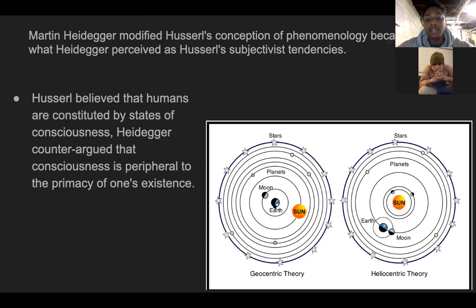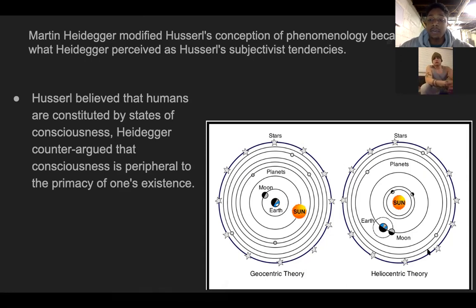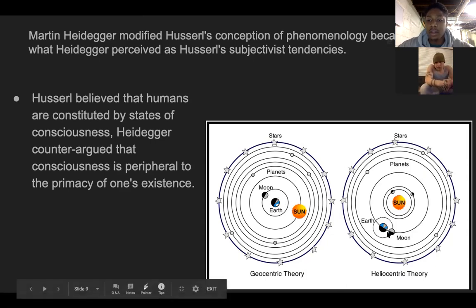In geocentric theory, the Earth is considered the middle of the universe, pretty much, and then the sun rotates around it, and the moon rotates around it. Everything rotates around the Earth. But in heliocentric, which we have found to be more correct, the Earth actually rotates around the sun, and really the only thing that orbits around the Earth is the moon.